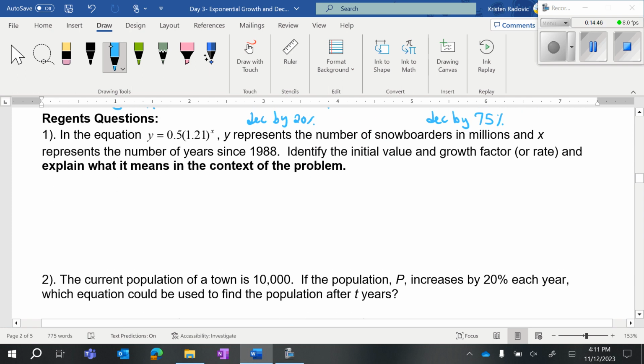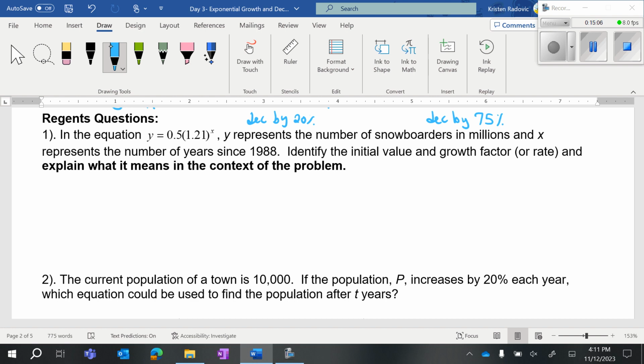In the equation y equals 0.5 times 1.21 to the x, y represents the number of snowboarders in millions, and x represents the number of years since 1988. Identify the initial value and the growth factor or rate and explain what it means in context of the problem.